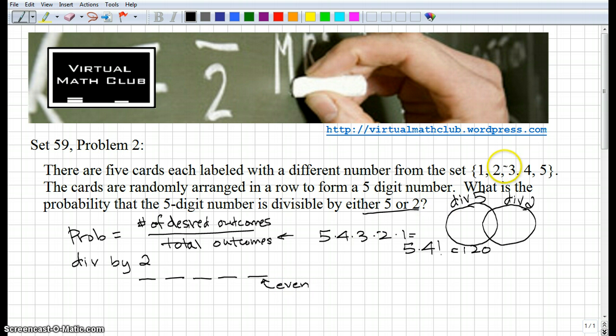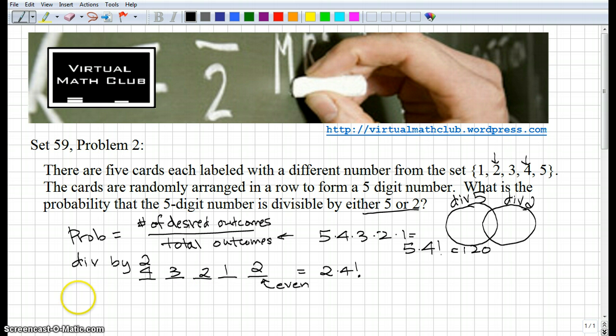If this is even, then it's going to be divisible by 2. So how many even numbers do we have? We only have 2 and 4. Those are our only even numbers. So we only have 2 choices for the digit to put in this last place value. And then beyond that, we don't really care what order the numbers are in. So we have 4 choices for the first digit, 3 for the second, 2 for the third, and then we have 1 card left. We'll put it there. So we end up with 2 times 4 factorial. See how I've got this common factor of 4 factorial, which will come in handy later.